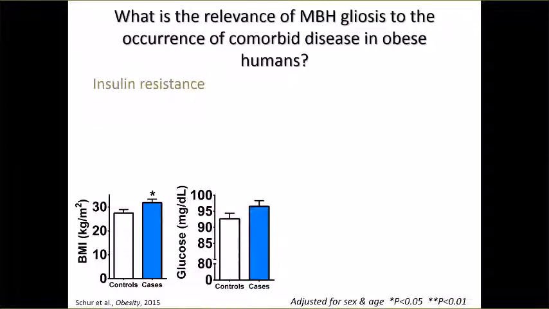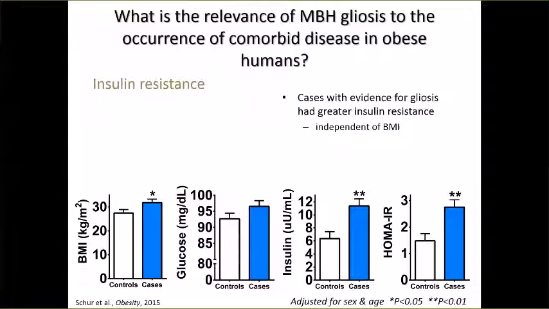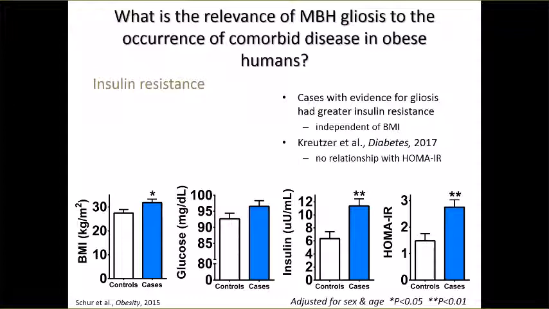In our own study, we looked at insulin resistance, and for this study, we identified individuals who had the strongest evidence for gliosis and compared them to controls, regardless of their weight. When we do that, we do see higher BMI in these cases, no significant difference in glucose levels, but significantly higher fasting insulin and HOMA-IR. And if you correct for BMI statistically, these relationships are independent of the elevated adiposity. Another study has not noted a relationship with HOMA-IR, so there's definitely still some debate and room to go in this. Fortunately, we actually have a study going on right now to ask this very question.